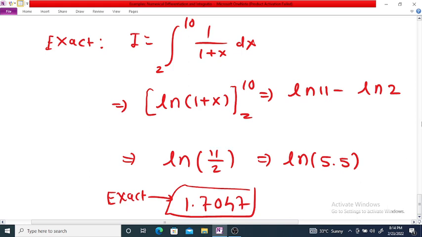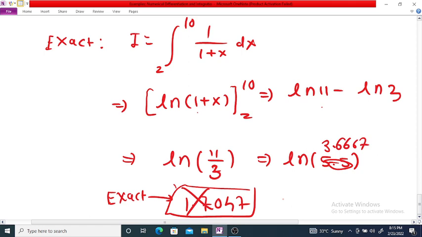There is one mistake here. It is not ln(1 plus x), so it is ln 11 minus ln 3. So this is ln of 11 by 3, which is equal to 3.667. This is 3.6667, and the exact value is what?